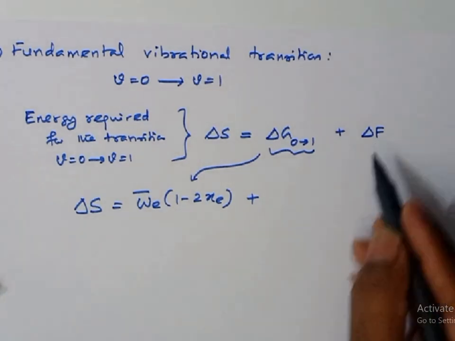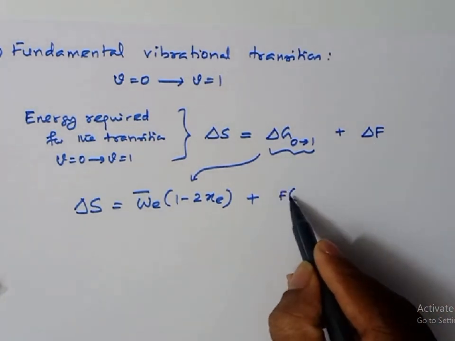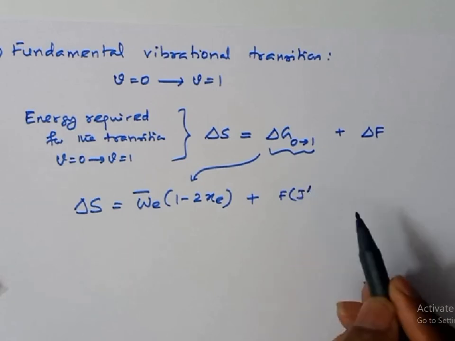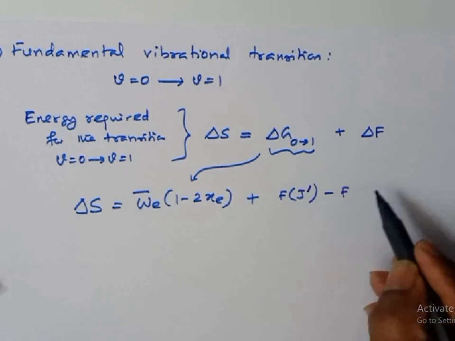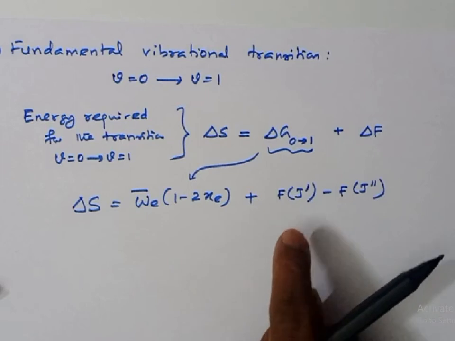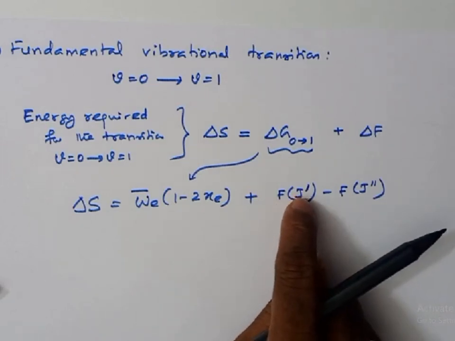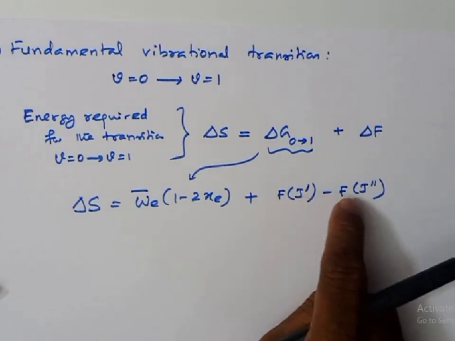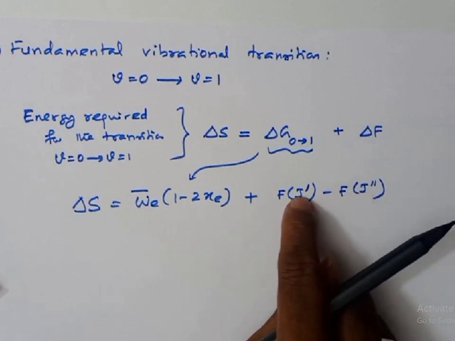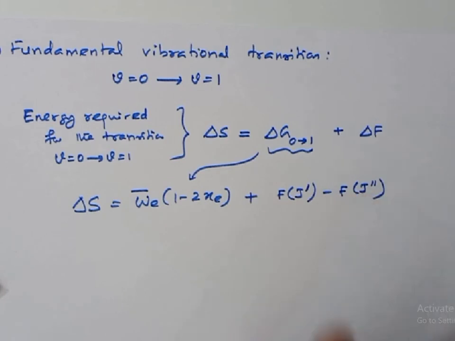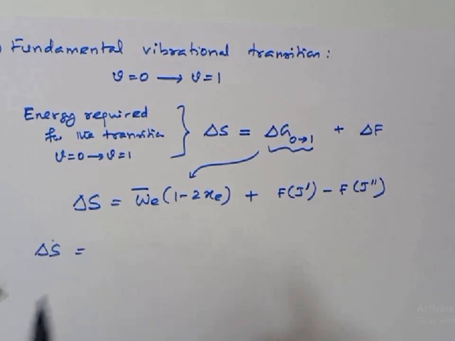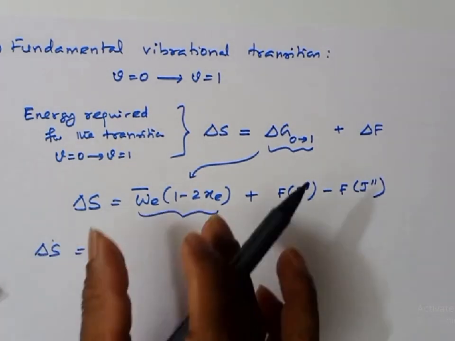So here we are going to consider the rotational energy for the higher rotational state, J prime, minus the energy for the lower rotational state, J double prime. Students, observe carefully. This is the rotational energy for the final rotational state, and this is the rotational energy for the initial rotational state. J prime is the final state, J double prime is the initial state. Now, for the fundamental transition, anyway this is constant.